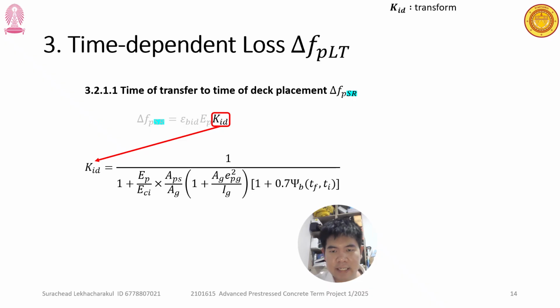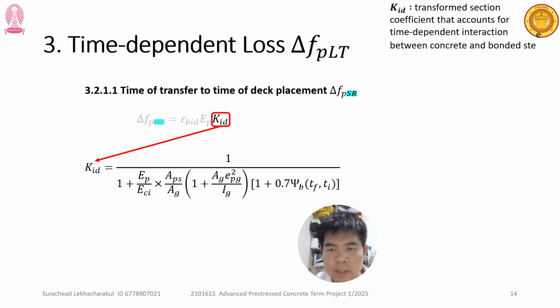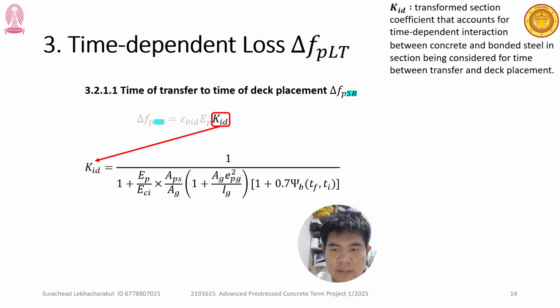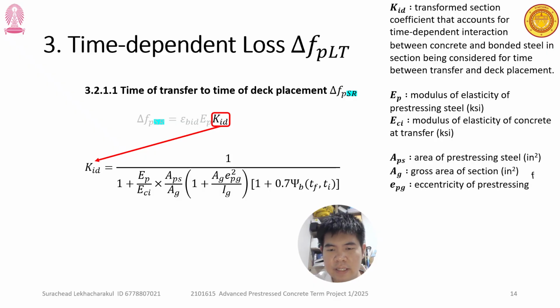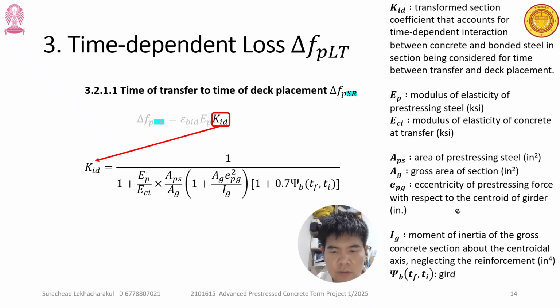and K_id is the transformed section coefficient that accounts for time-dependent interaction between concrete and bonded steel in the section. E_p is the modulus of the prestressing steel, E_ci is the modulus of elasticity of concrete at transfer, A_ps is the area of prestressing steel, A_g is the gross area, e_pg is the eccentricity of the prestressing force with respect to the centroid of the girder, I_g is the moment of inertia of the concrete section, and psi is the girder creep coefficient from final time to transfer.